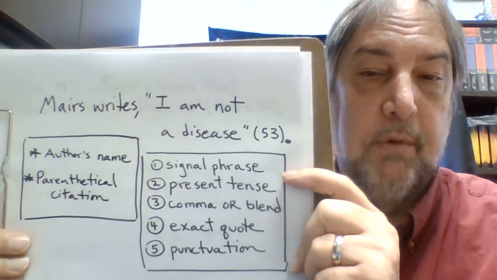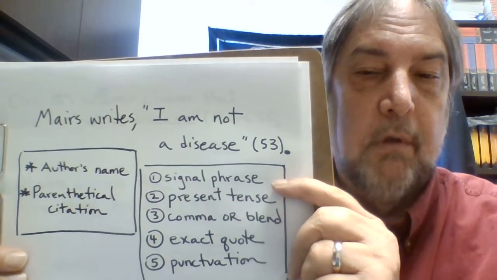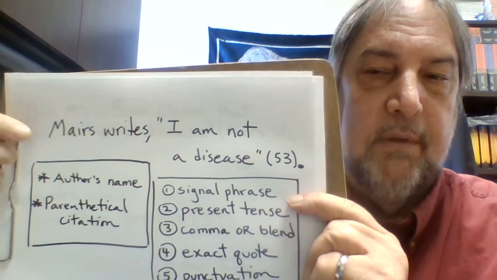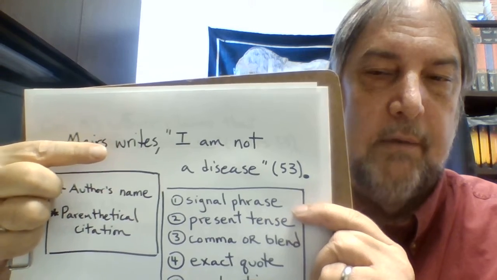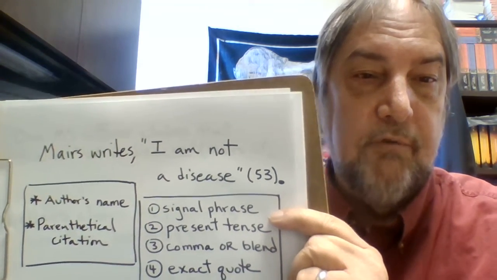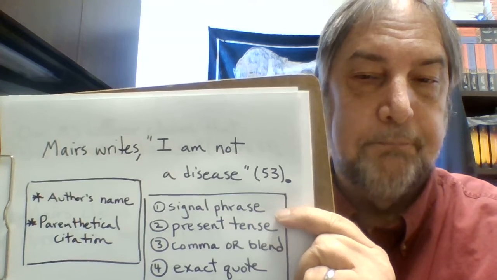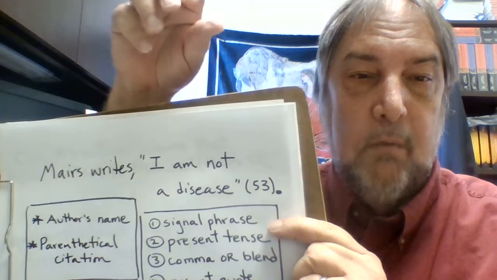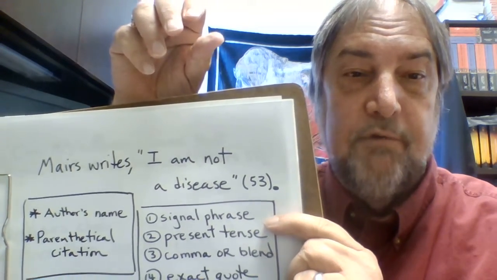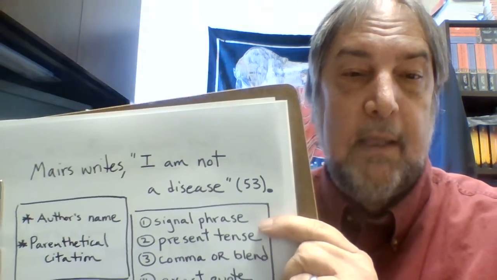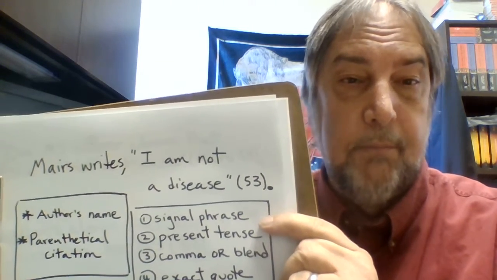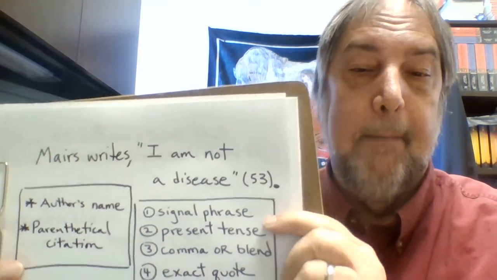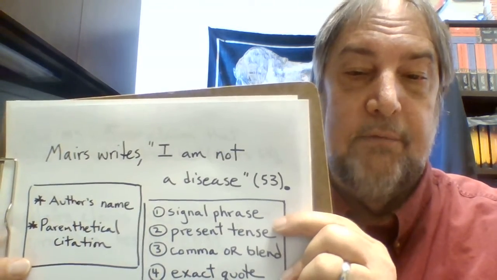Now here are the 5 details that I ask students to check each other in the assignment on Blackboard. First of all, check for a signal phrase. So in this case, Mayers writes is the phrase that introduces the source material. So if I were just to place that quote with no introduction into the middle of a paragraph, it would be what we call a drop quote, and it's not integrated very well. So we want that signal phrase.